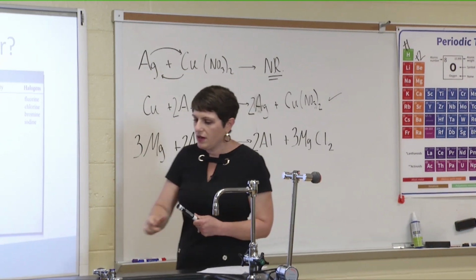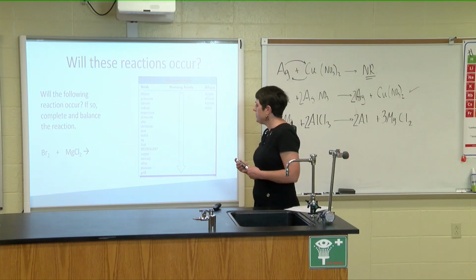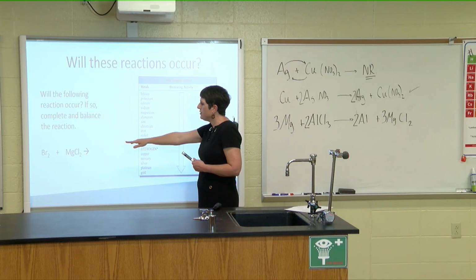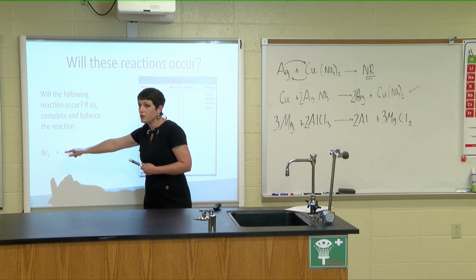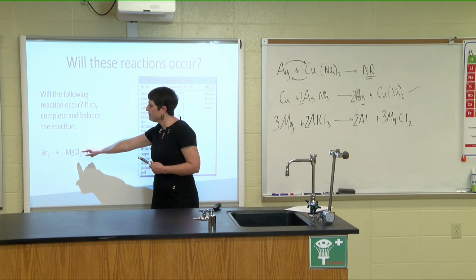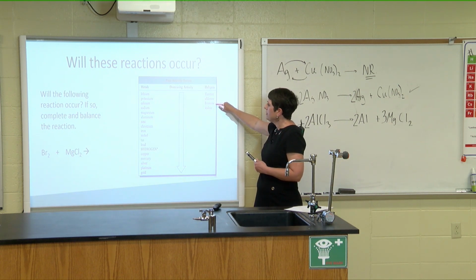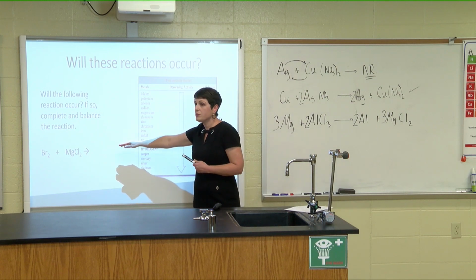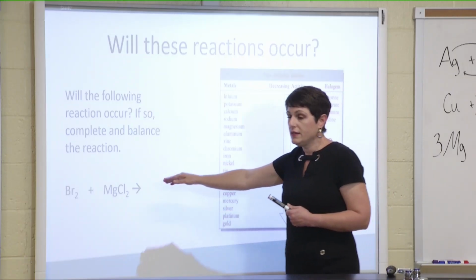All right, moving on. Will this reaction occur? So we have a halogen here, and we have the bromine, and it's not going to displace the magnesium because bromine is a nonmetal, or a halogen. It wants to displace the halogen. So we look at chlorine and we look at bromine. Chlorine is above bromine. Bromine needs to be above chlorine for that to happen, but it's not. So this reaction would not occur. This would be a NR, or a no reaction.